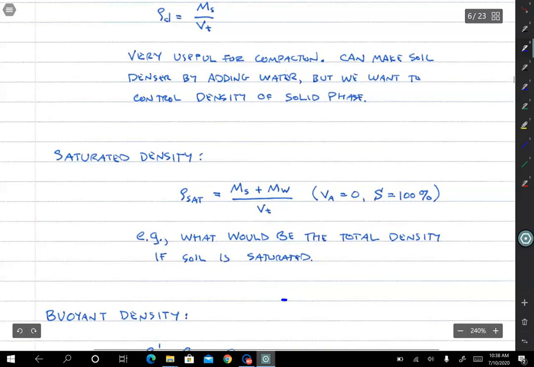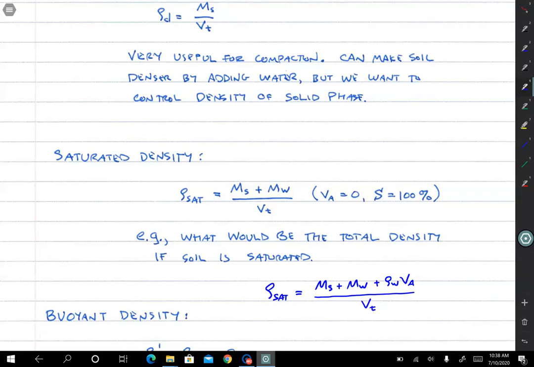Actually, that pen's a little too thick. Let me pick the thinner one. There we go. rho sat is equal to ms plus mw plus rho w VA divided by VT. So let me explain what I'm doing here.